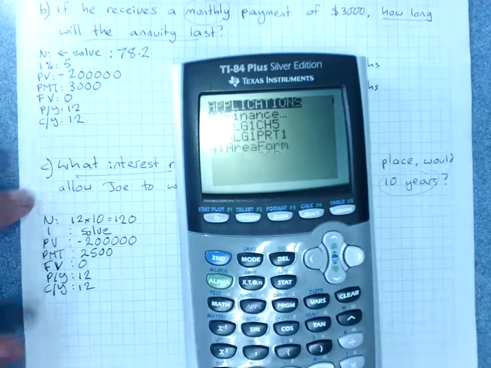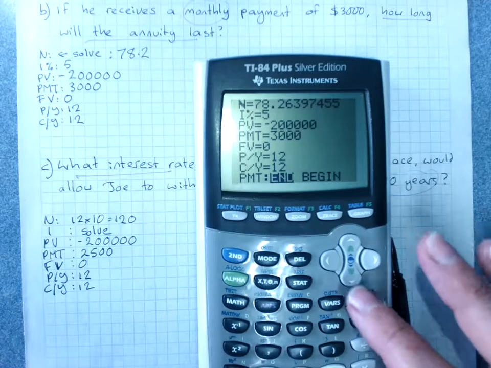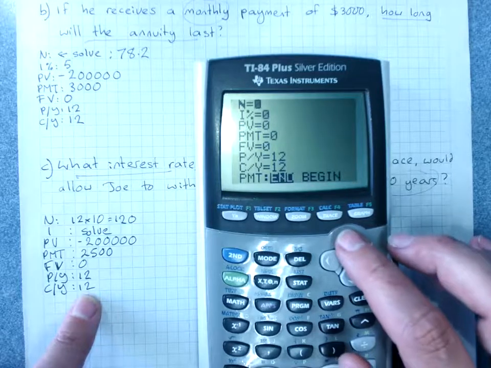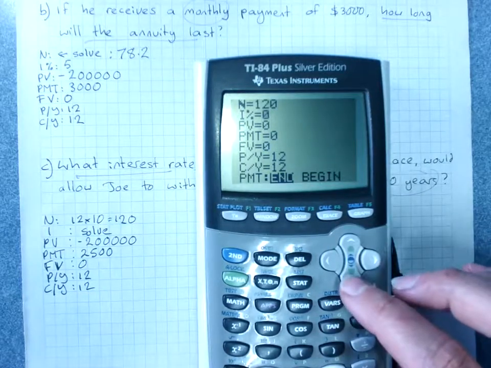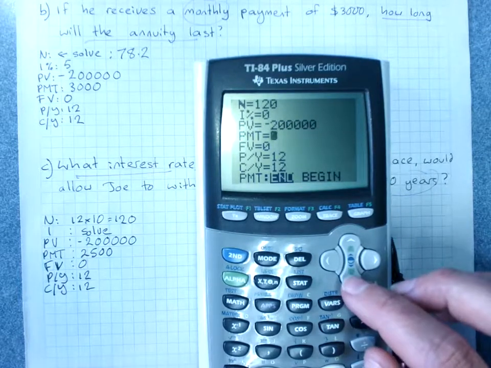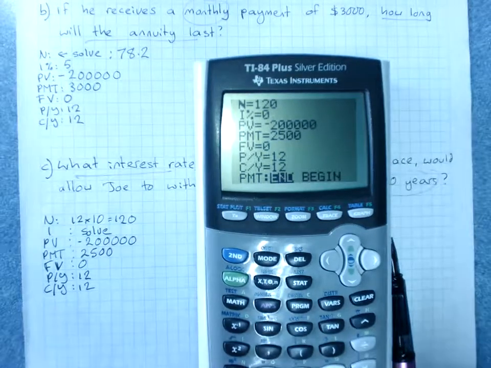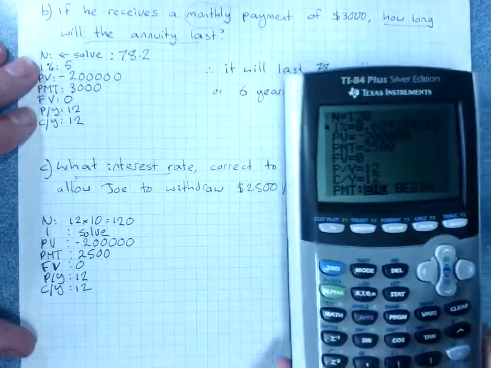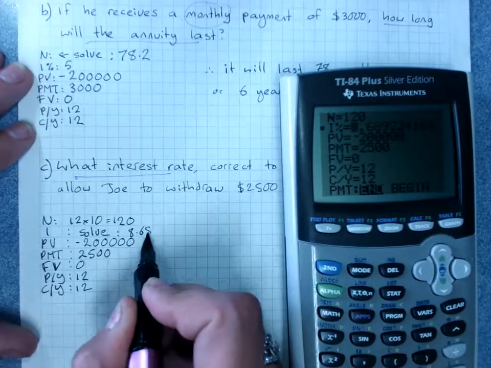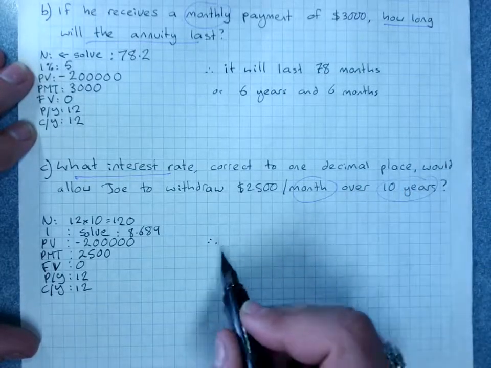So we'll hop back into our apps and clear a few things. PY and CY are 12, N was 120, solving for the interest rate, negative 200,000. Everything's in correctly, and we solve. Copy out a few decimal places, and then give our answer to one decimal place as requested.